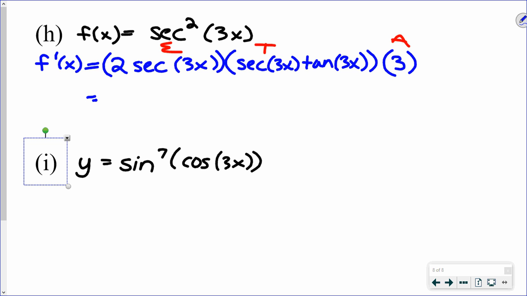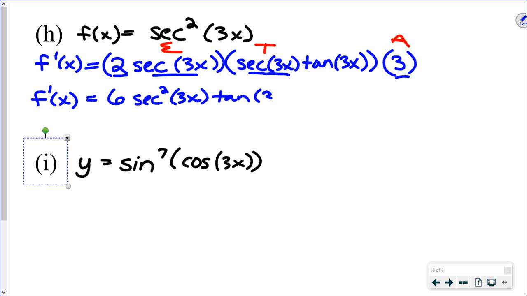Okay, as far as simplifying, we can multiply the 3 here times this 2 and just write it as 6. And then the secant times secant, we could write that as secant squared of 3x times tangent of 3x.